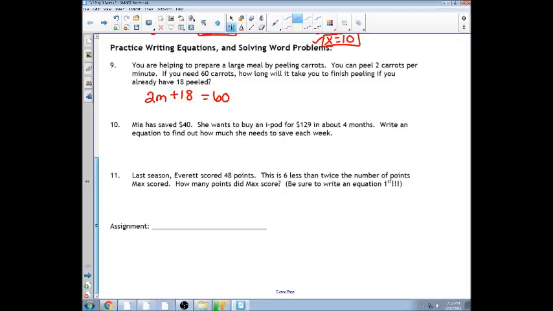Now I need to solve for m. Subtract the 18. Subtract the 18. 2m then would equal 42.